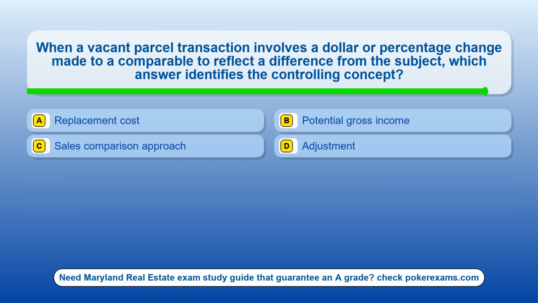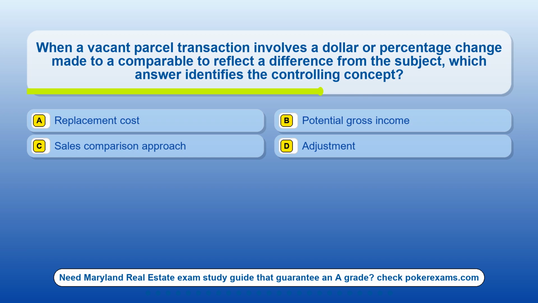Question 10. When a vacant parcel transaction involves a dollar or percentage change made to a comparable to reflect a difference from the subject, which answer identifies the controlling concept? Option A, replacement cost. Option B, potential gross income. Option C, sales comparison approach. Option D, adjustment.